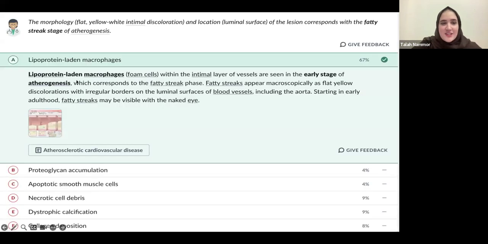Let's check together. It's basically lipoprotein-laden macrophages, or the foam cells, because exactly, the macrophages are going to eat the LDL, and we're going to have the foamy macrophages. And the yellow discoloration can show you that it's a fatty streak, related to fat. That's why lipoprotein-laden macrophages make more sense than dystrophic calcification. Actually, calcification is usually white, it's not yellow. Is this clear?